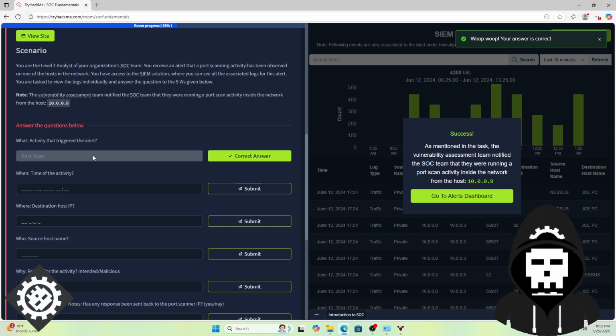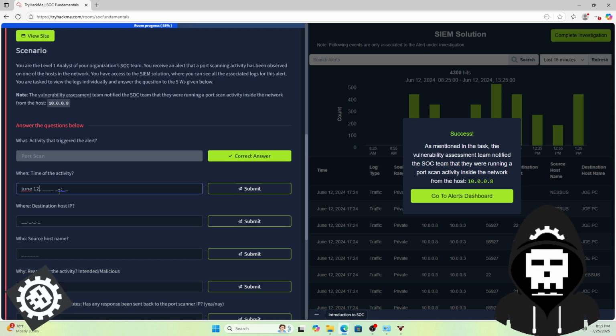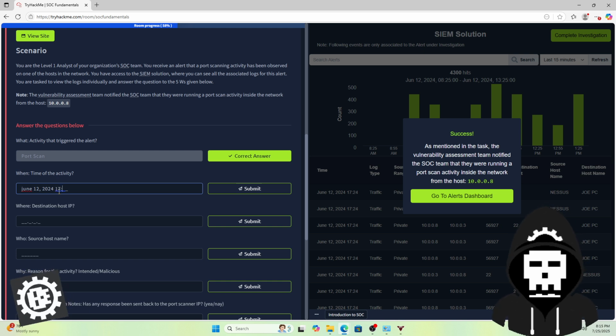And then we can see the time of the activity, June 12th, 2024. Do I need to put a comment in there? I don't think I need to, at 17:24.